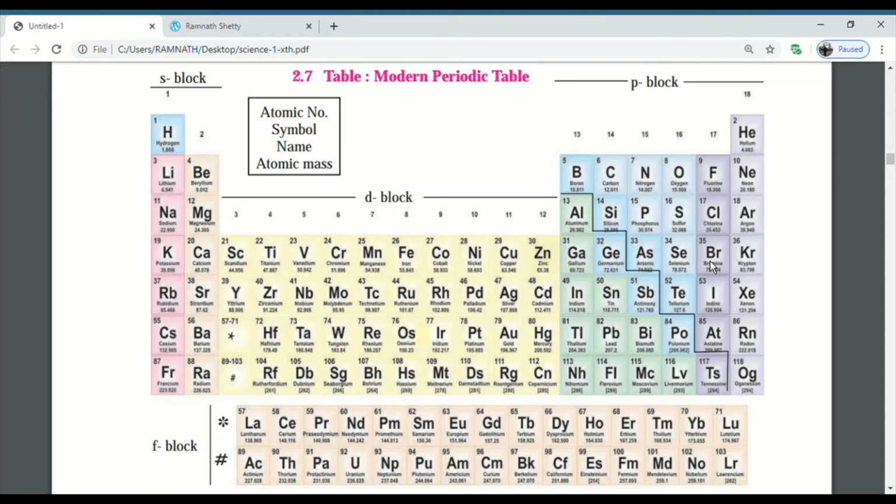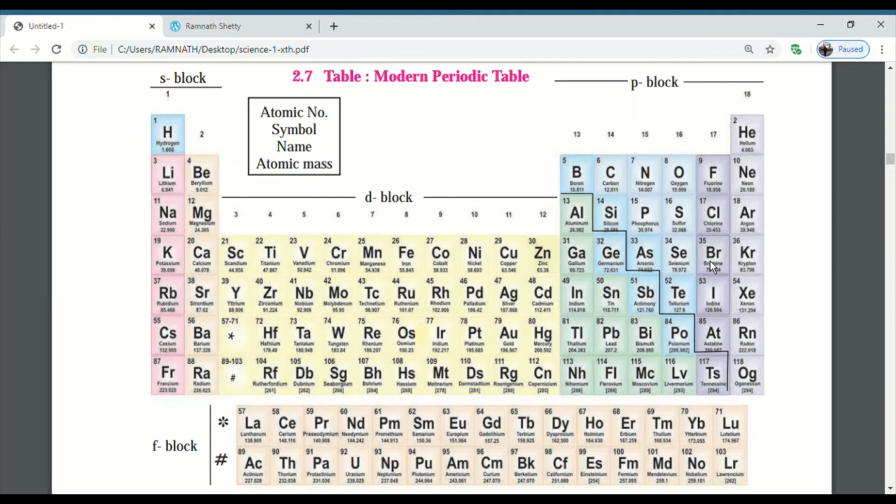Now coming to this table, if you remember, Mendeleev's periodic table was a failure because of its inability to place isotopes. Now what are isotopes? You know, isotopes are atoms of the same element having the same atomic number but different atomic mass number. Placing them in Mendeleev's periodic table was extremely difficult, but this problem was solved because in the modern periodic table, the elements are placed on the basis of their atomic number.